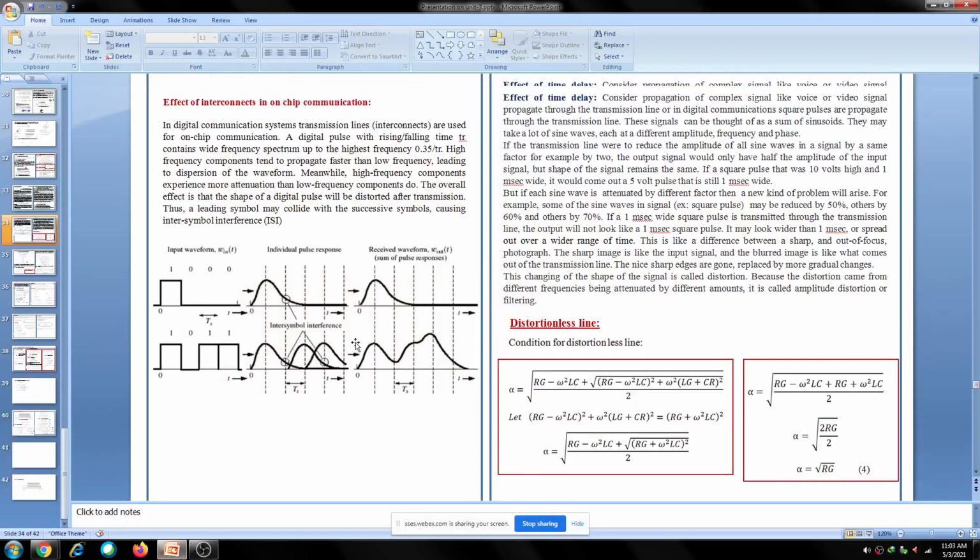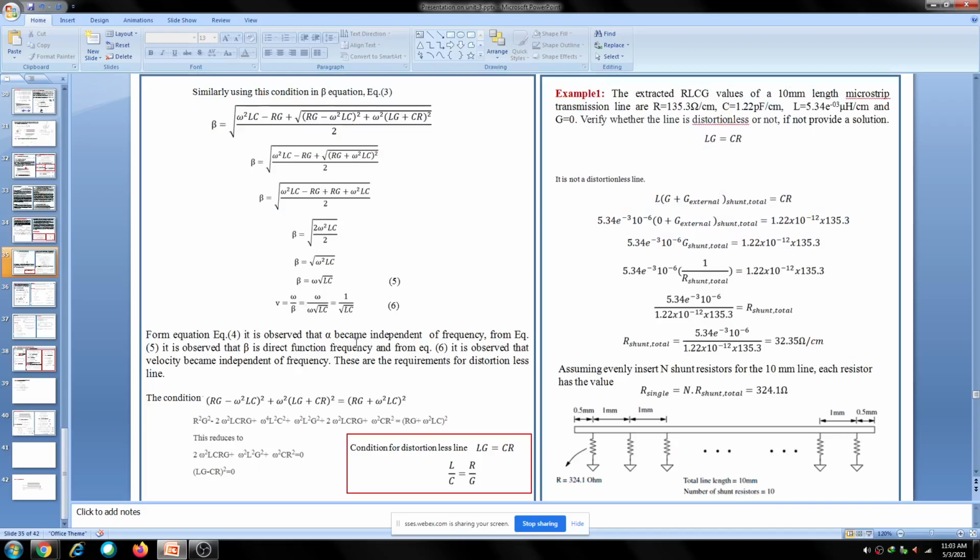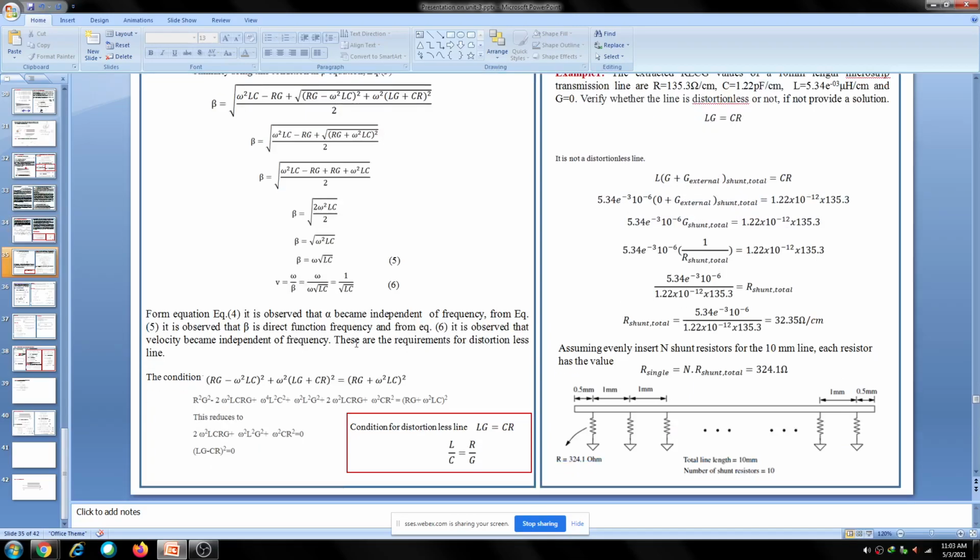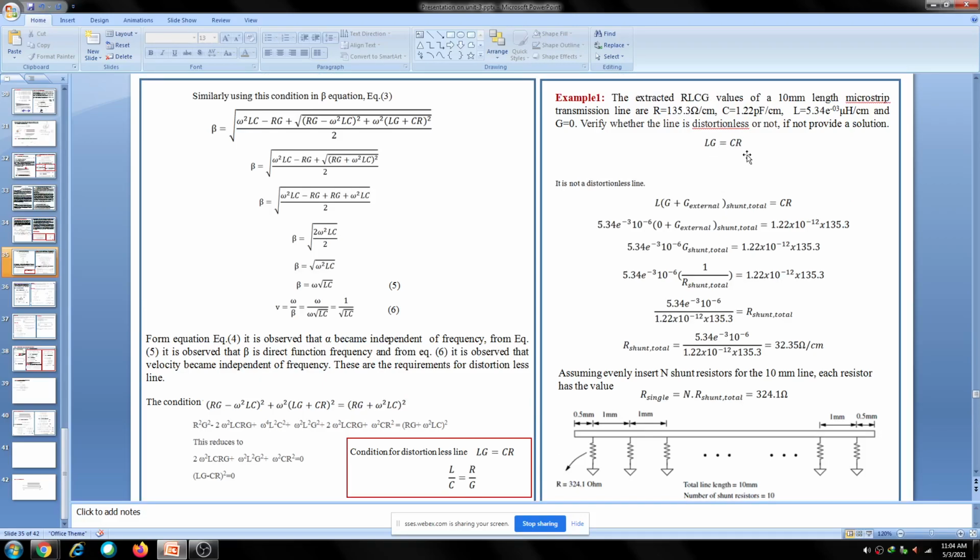In the previous class, we were studying about this distortionless line. We obtained the expression for a distortionless line, that is L by C is equal to R by G. This is the condition if you want to have a distortionless line. But in a naturally available transmission line, it is not possible to have LG equal to CR. Always one of these may be greater than the other. So to obtain this condition, we have to add external components to the transmission line.